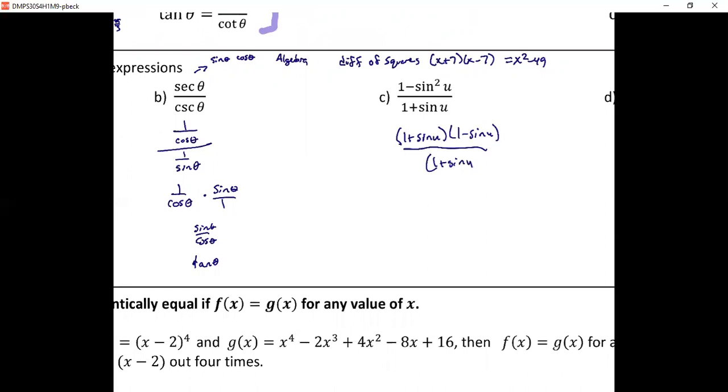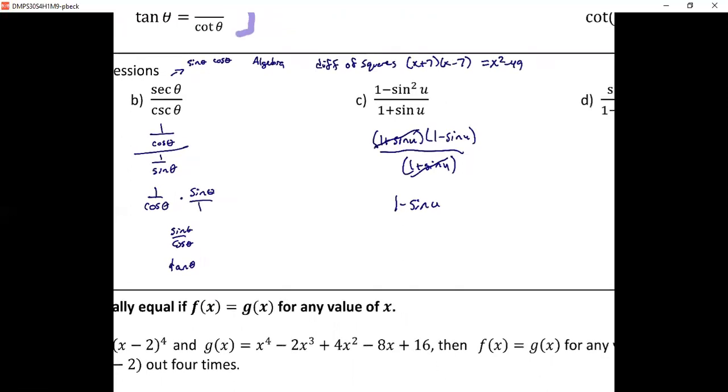Now, what you hopefully will see is the factor 1 plus sine will reduce with 1 plus sine. We're just left with the expression 1 minus sine. So one of the ways that we're going to approach these kind of problems is to look at conjugates to be able to say, if I have the difference of squares but in trigonometric form, then I can still apply algebra skills to the trigonometry.